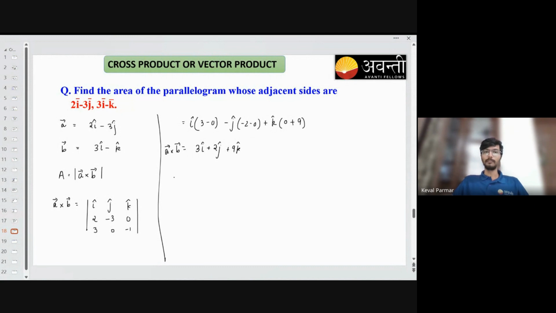So what will be the magnitude of A vector cross B vector? It will be under root of 3 square plus 2 square plus 9 square, which is under root of 9 plus 4 plus 81. So I think 13, hence it is under root of 94. This is my answer. Simple. Area. Let's see the next question.